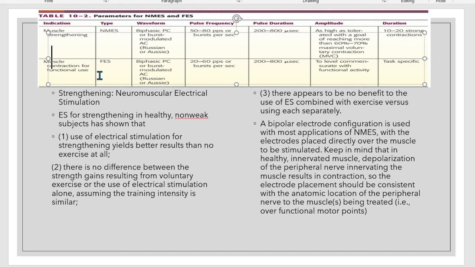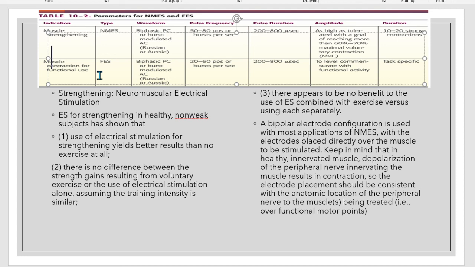So there appears to be no benefit to the use of ES combined with exercise versus using it separately. If you combine them, for example you do ES or NMES, then afterwards you do passive exercise, there is no difference, unless you make the patient put in their own effort.